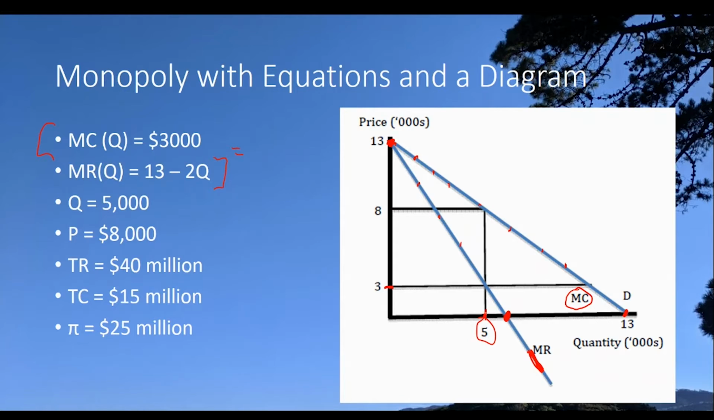Now, if you take the 5 and ask what the price is going to be, don't go up to here where the 3 is. Instead, carry that quantity all the way up to the demand curve, and then over to determine what the price would have to be in order to sell 5,000 units, 5,000 diamonds in the marketplace. Okay, and that price is at 8. It's measured in thousands. So therefore, you mark the price as $8,000.